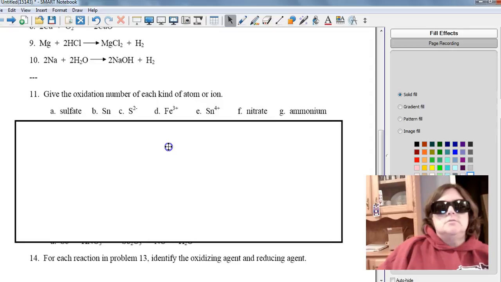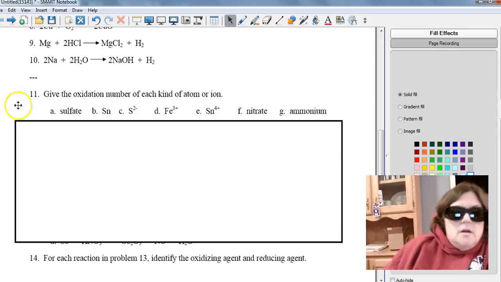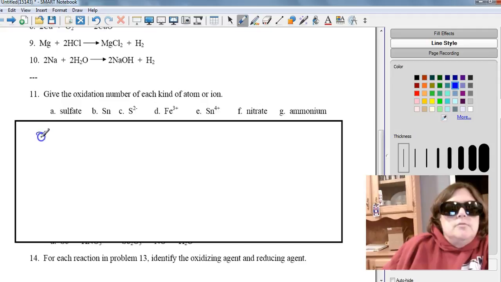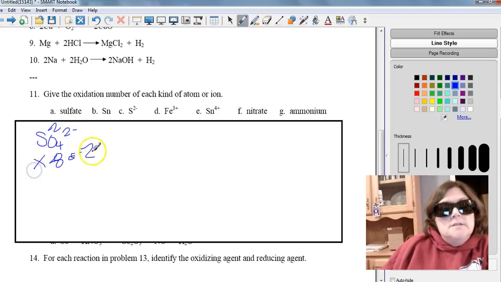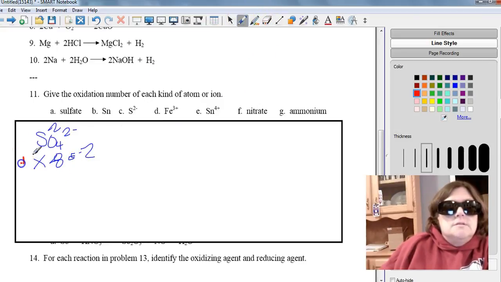Let us do oxidation numbers. Practice figuring those out. A says sulfate. Sulfate, of course, SO4 with a -2 charge. You can find that on the back of your periodic table. Each oxygen is a -2 for a total of -8. Because it's a polyatomic ion, it has to add up to its charge, which is a -2. So the question is, what minus 8 will give you a -2? And the answer, of course, is 6.